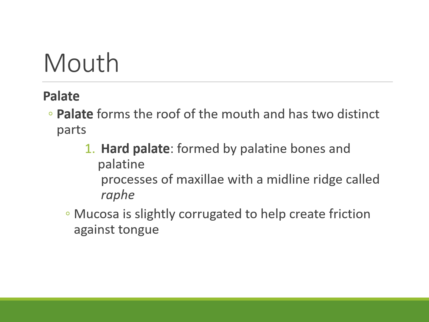The palate forms the roof of the mouth. Remember, that is also the floor of the nasal cavity, and it has two distinct parts. There's the hard palate that's made from the palatine bones and the palatine process of the maxilla with a midline ridge that's called the raphe. The mucosa is corrugated. We talked about this over in our lab, and that helps to create friction against the tongue. So if you take a piece of gum and you press it up against the roof of your mouth and you take it out, you'll notice that it has ridges on it.